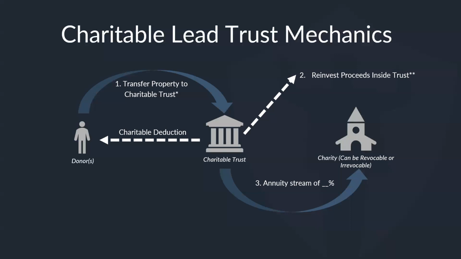So reverse, think about this when we've talked about the charitable remainder trust. With the charitable remainder trust, that annuity stream went back to the donor. In this case, the income goes to the charity. And at the end of the trust term, whatever's left in the trust goes back to the donor.